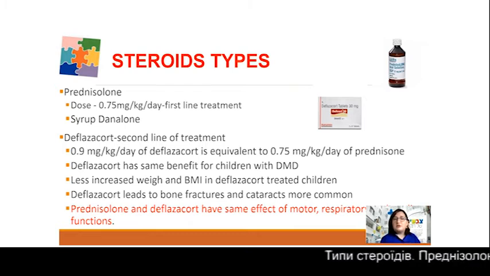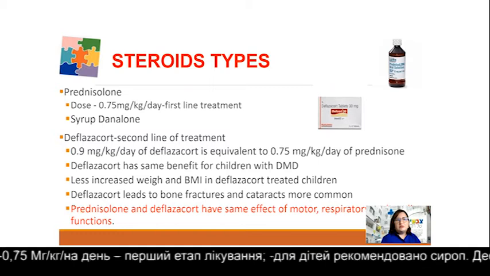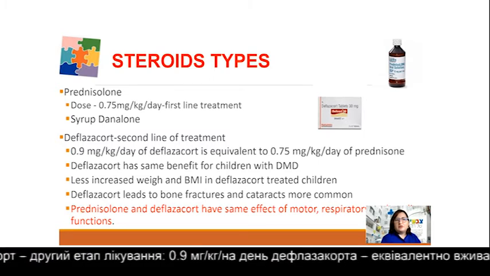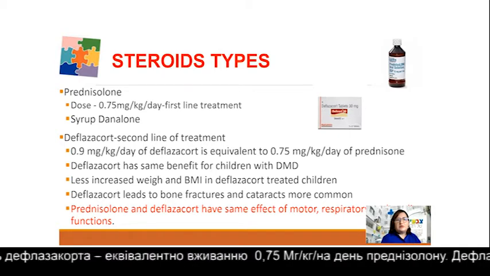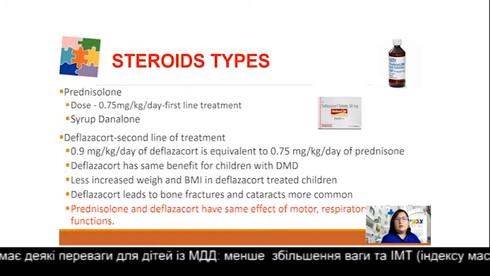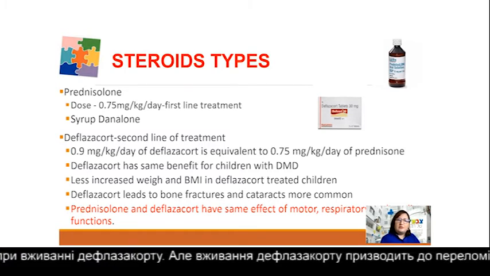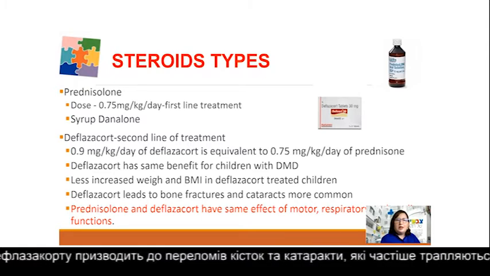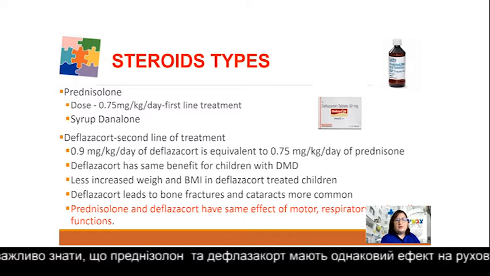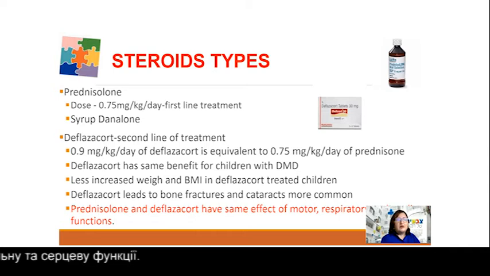What types of steroids are there? Prednisolone is the first line of treatment. The dose is 0.75 milligram per kilogram per day. It is recommended to use syrup for children. And deflazacort is the second line of treatment. The dose is 0.9 milligram per kilogram per day. Deflazacort has some benefit for children with DMD, with less weight and BMI increase, but leads to more bone fractures and cataracts. But it is important to know that prednisolone and deflazacort have the same effects on motor, respiratory, and cardiac function.